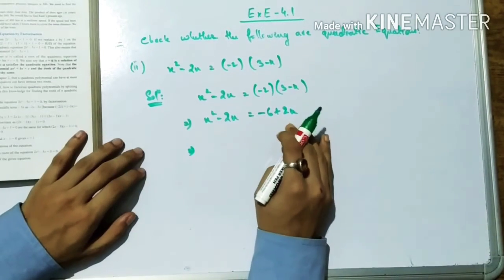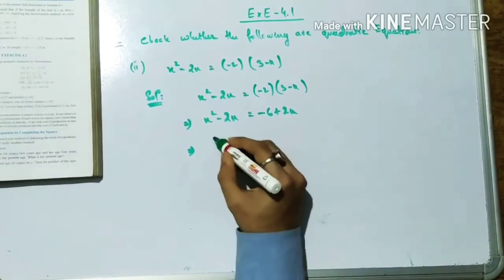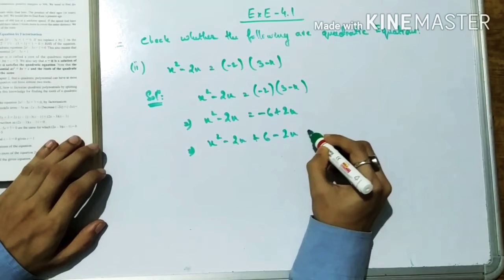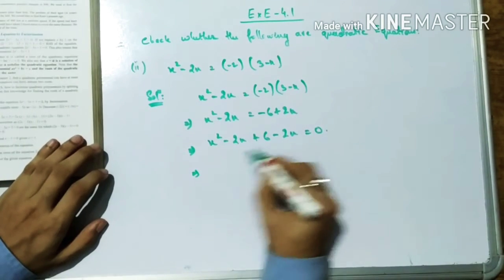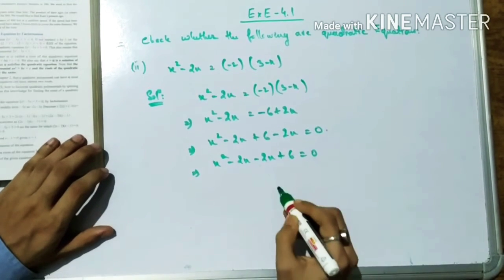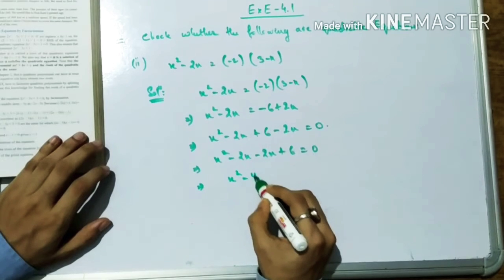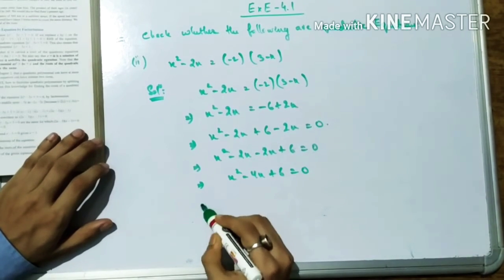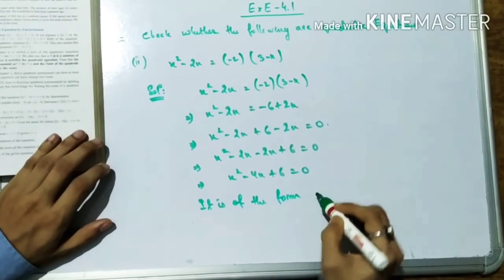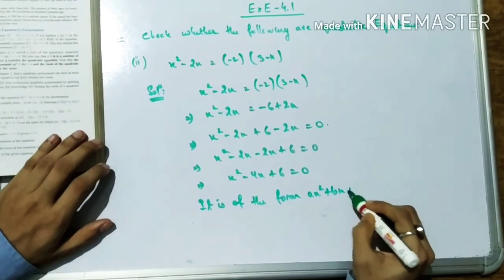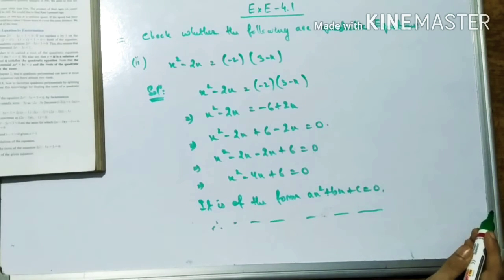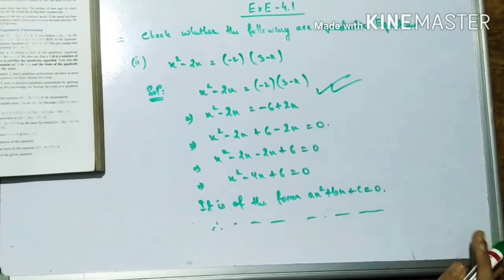So everything from the right hand side, let me bring it to the left hand side. I will get x square minus 2x plus 6 minus 2x is equal to 0. So ultimately I get x square minus 4x plus 6 is equal to 0. I can write it is of the form ax square plus bx plus c is equal to 0. Therefore I can write the given equation is a quadratic equation. Understand, the given equation is a quadratic equation.